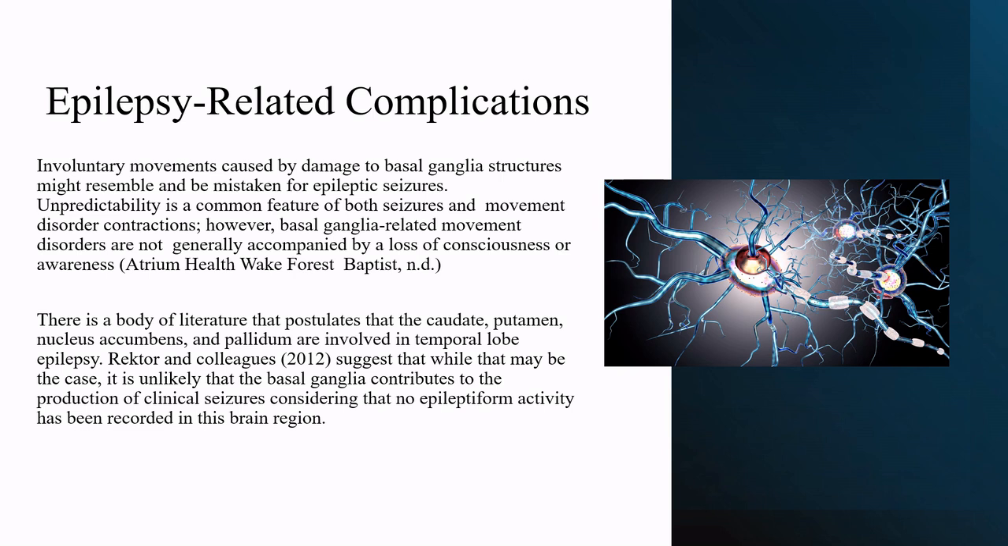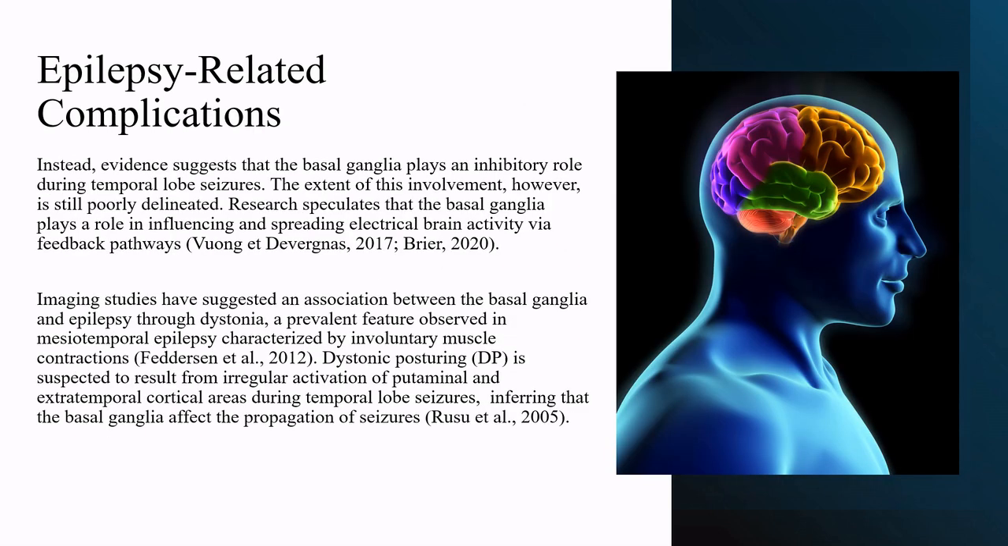There is a body of literature that postulates the caudate, putamen, nucleus accumbens, and pallidum are involved in temporal lobe epilepsy. Rector and colleagues suggest that while that may be the case, it is unlikely that the basal ganglia contributes to the production of clinical seizures, considering that no epileptiform activity has been recorded in this brain region. Instead, evidence suggests that the basal ganglia plays an inhibitory role during temporal lobe seizures. The extent of this involvement, however, is still poorly delineated.